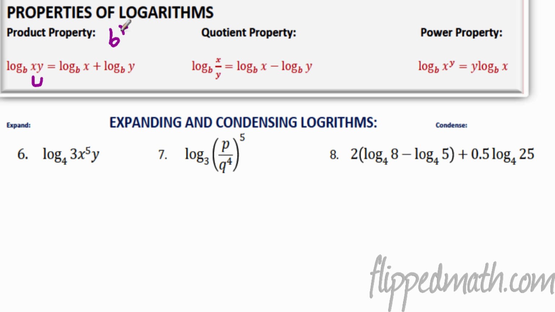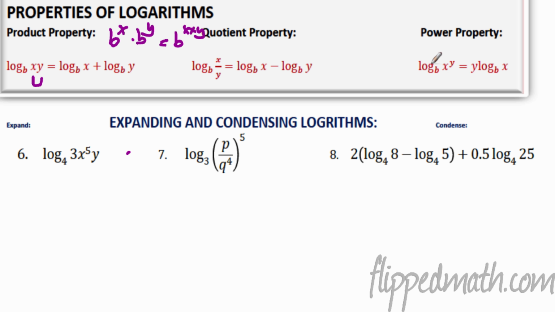This is like b to the x times b to the y. That's the same as b to the x plus y. That's the rule, right? Look, they're logs. Logs are exponents. It's the same rule. So if you're multiplying here, you can split it up into addition. If you're dividing, split it up into subtraction. And then the power property, it's the same. Well, it's a little different.